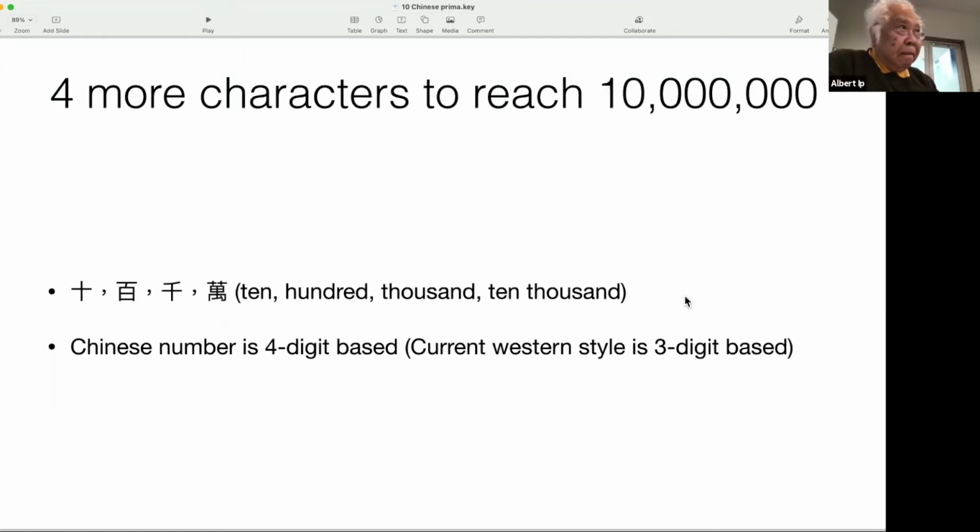Wouldn't it be good to have a universal language, like Esperanto? Sorry? You know, they are trying to develop a universal language, Esperanto. Yeah.